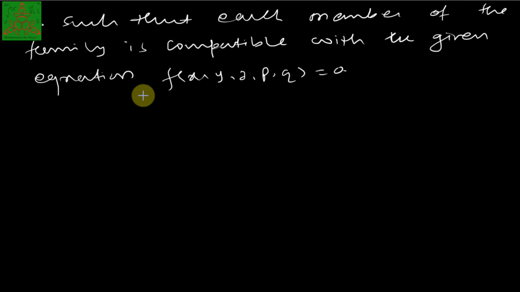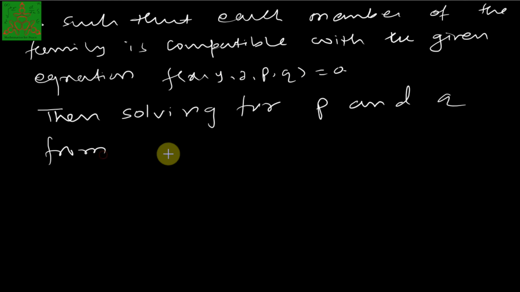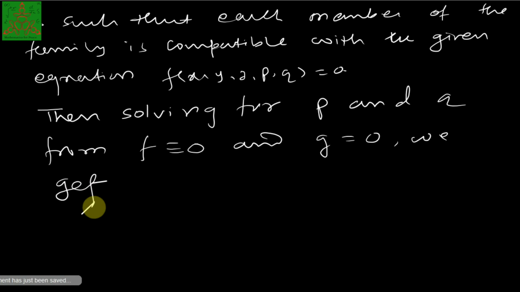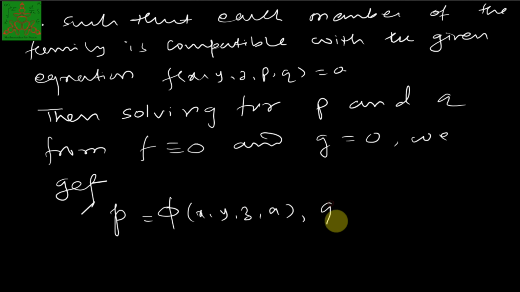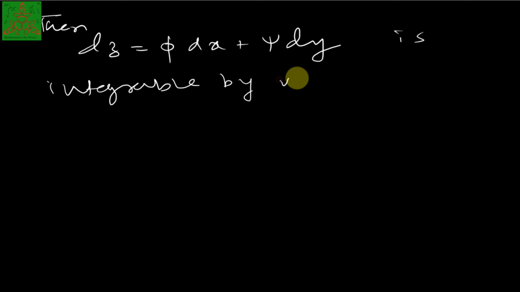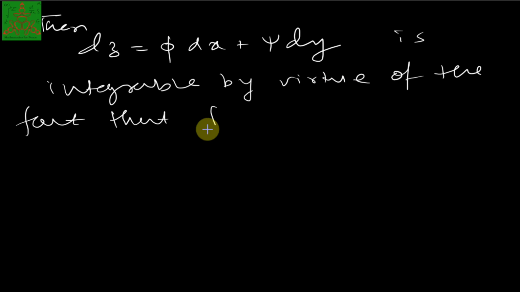Then solving for p and q from equations f equal to 0 and g equal to 0, we get p as a function phi of x, y, z, a, and q is also a function xi of x, y, z and a. And then dz is equal to phi dx plus xi dy, which is integrable by virtue of the fact that f equal to 0 and g equal to 0 are compatible.